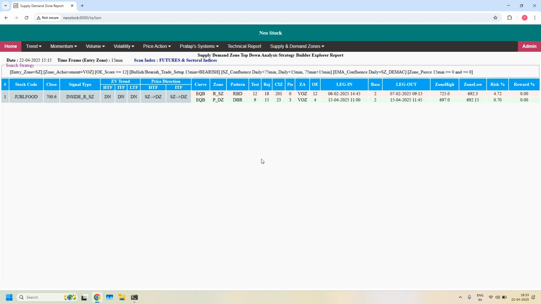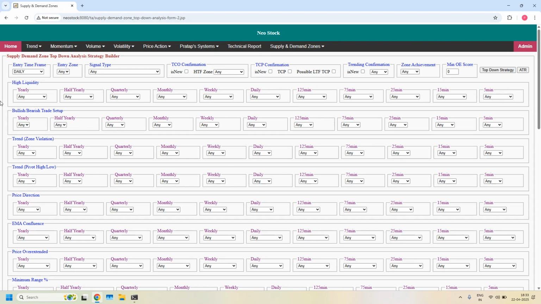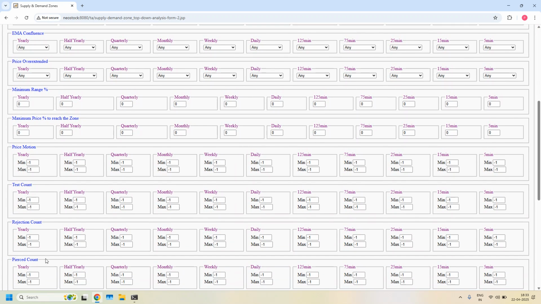Next, we will look into hourly income trade supported stocks. Bullish trade setup for hourly income trade: entry time frame 5 minutes, entry zone demand zone, bullish or bearish at 5 minutes time frame, I am selecting bullish. Zone achievement VOZ, minimum order enhancer score 12, and also this 5 minutes demand zone should not be pierced. So in the pierced count parameter at 5 minutes time frame, setting minimum value 0, maximum value 0.